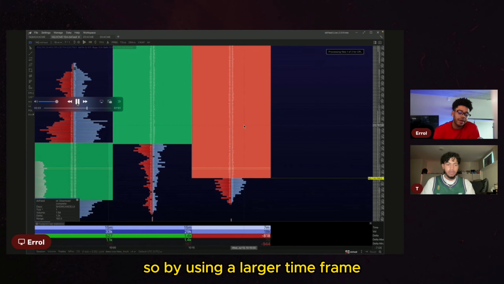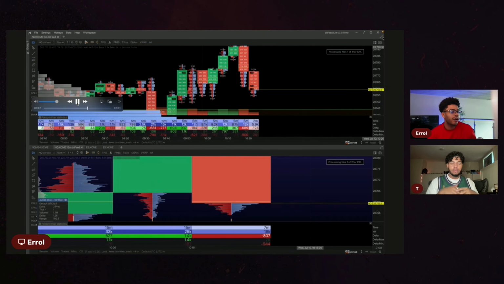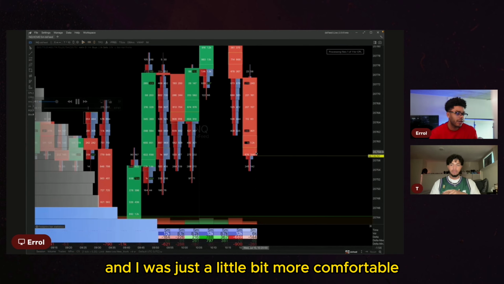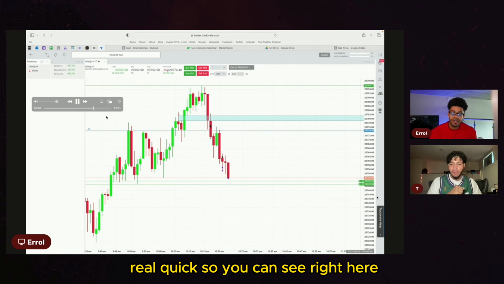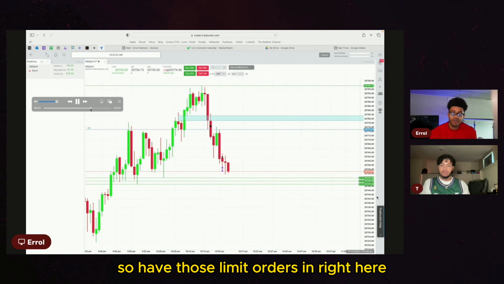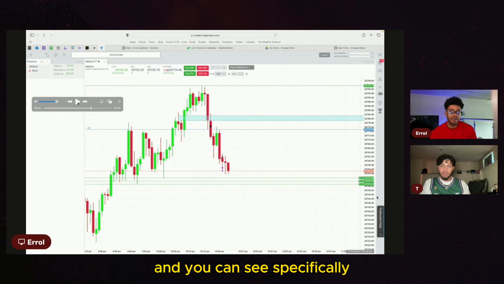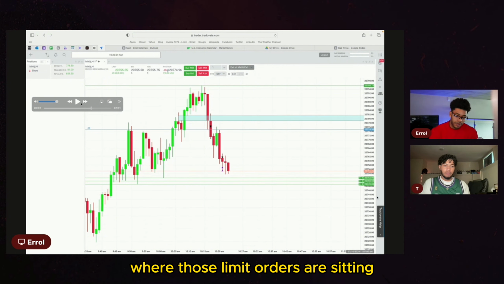So by using a larger time frame, it also gave me a little bit more confidence and conviction, and I was just a little bit more comfortable in the trade when I saw some of those things line up. Oh, real quick, you can see right here we have those limit orders in, and you can see specifically where those limit orders are sitting.